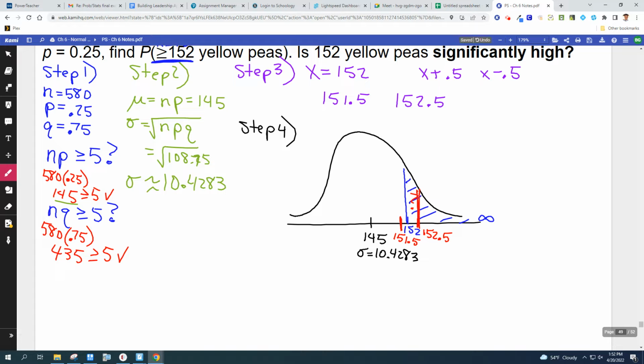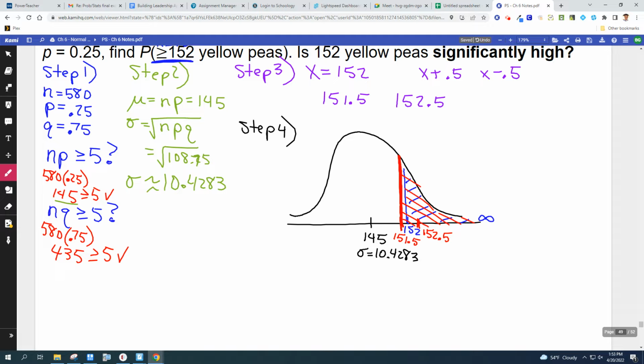So we actually want to start at 151.5. I know it seems kind of weird. Why don't we just do 152? But that's this continuity correction. We're actually going to be looking at everything to the right of 151.5. That's our correction. We're fudging the numbers just to make sure we cover our bases.